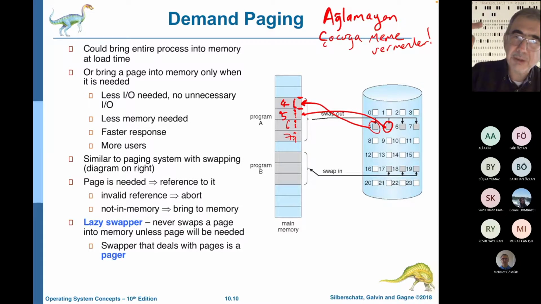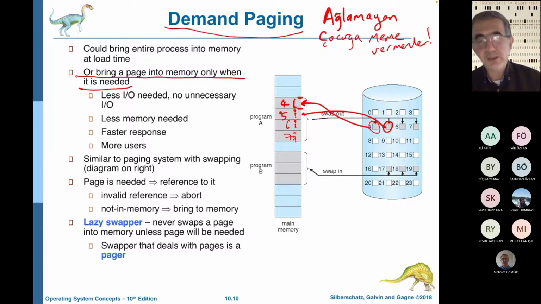But once the page finishes execution, it tries to jump to the next page. If the next page is not in the memory, that page must be brought to memory. So that is what we call demand paging. Bring a page into memory only when it is needed. So that is what demand paging is.